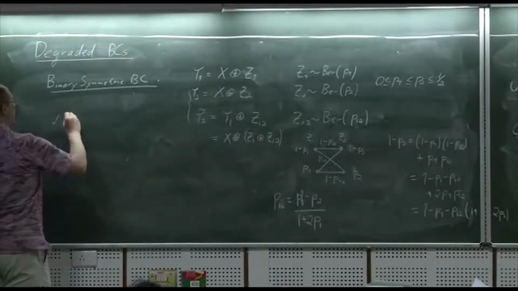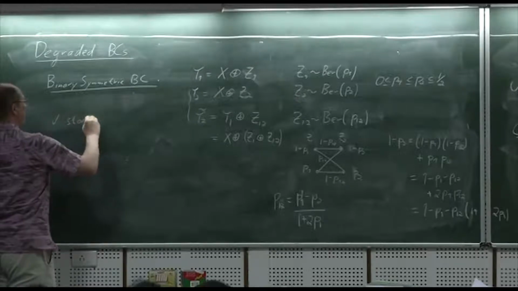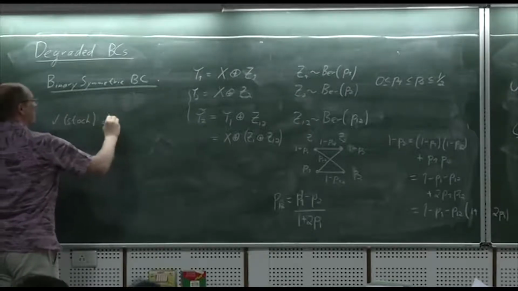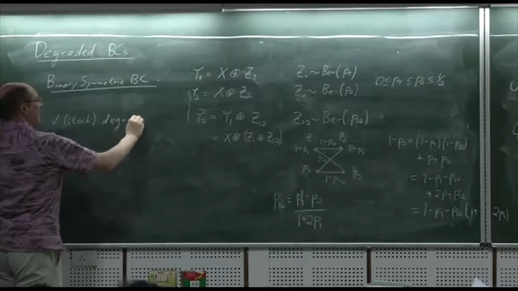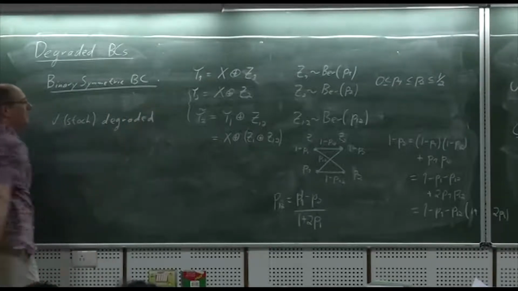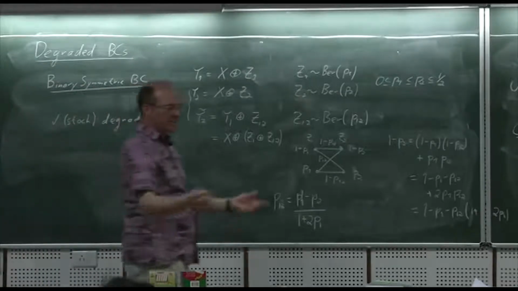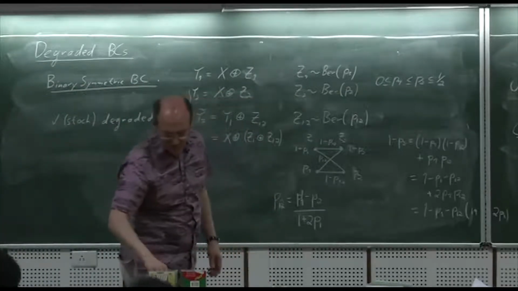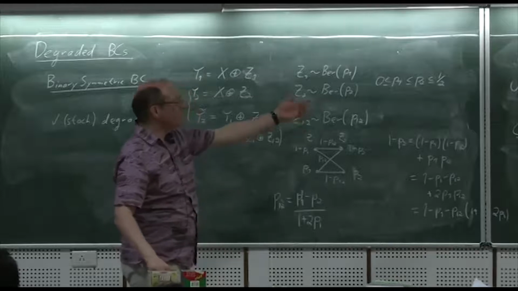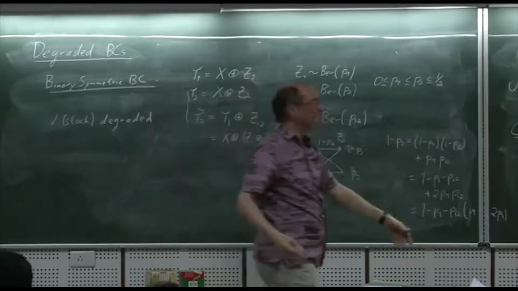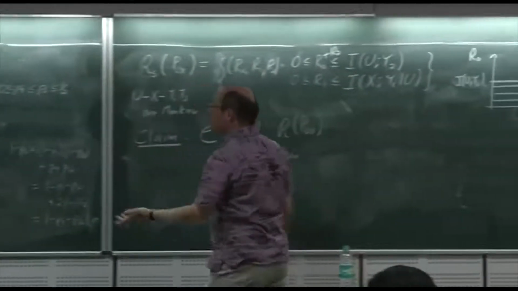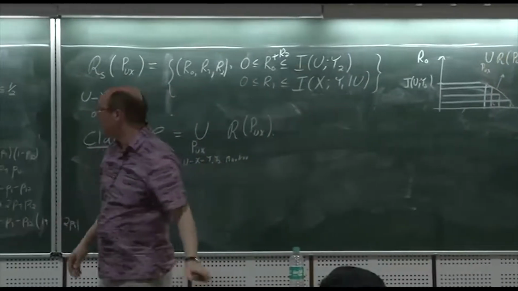So indeed, this thing here is stochastically degraded, or the usual language, again, is just to say this is degraded. There is another channel that's physically degraded that has the same marginals as the original channel. Because of that, we know what the capacity region is. There it is, so we've shown this is the capacity region. So let's compute this capacity region.